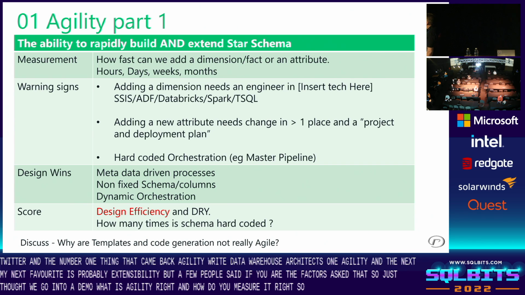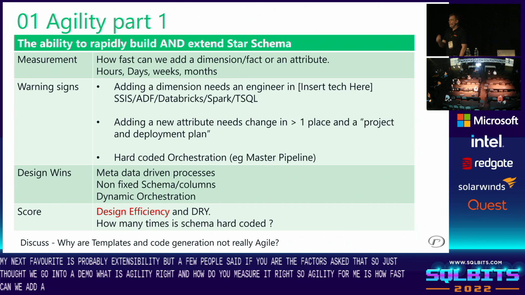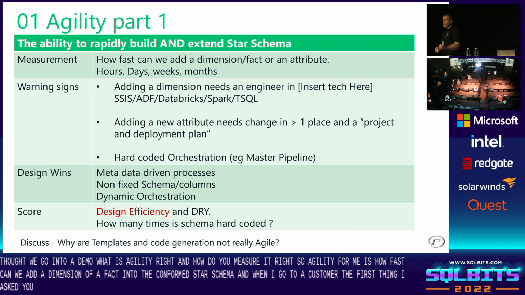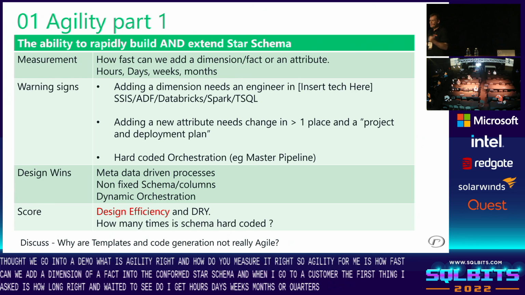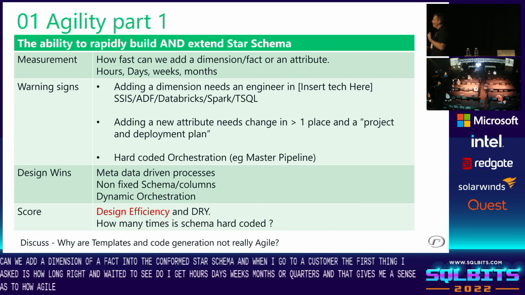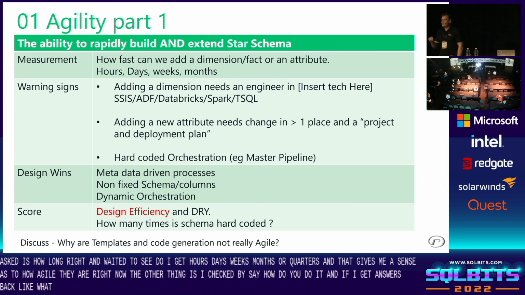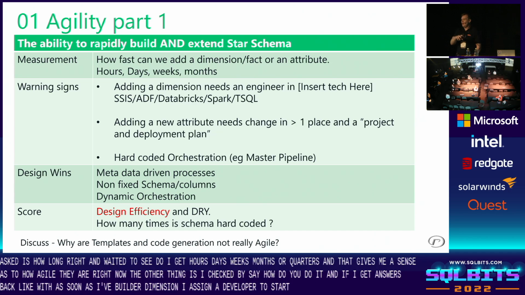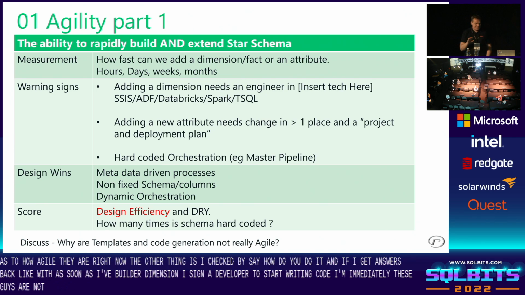So agility for me is how fast can we add a dimension or a fact into the conformed star schema, right? And when I go to a customer, the first thing I ask is, how long, right? I'm waiting to see, do I get hours, days, weeks, months, or quarters, right? And that gives me a sense as to how agile they are, right? Now, the other thing is I check by, I say, how do you do it? And if I get answers back like, well, as soon as I build a dimension, I assign a developer to start writing code, I'm immediately, these guys are not agile, right? It's going to take a lot of time.